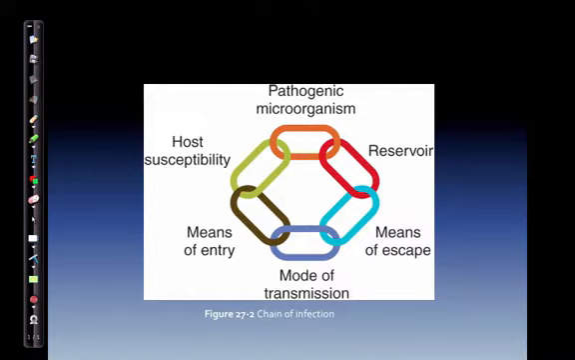This is figure 27.2, chain of infection, and we have to have all of these in place. First of all, we have to have a pathogenic organism, a microorganism with the ability to cause disease. That's what a pathogenic microorganism is. Next thing we have to have is a reservoir, a place the microorganism can thrive. Then number 3 on this, which is right here.